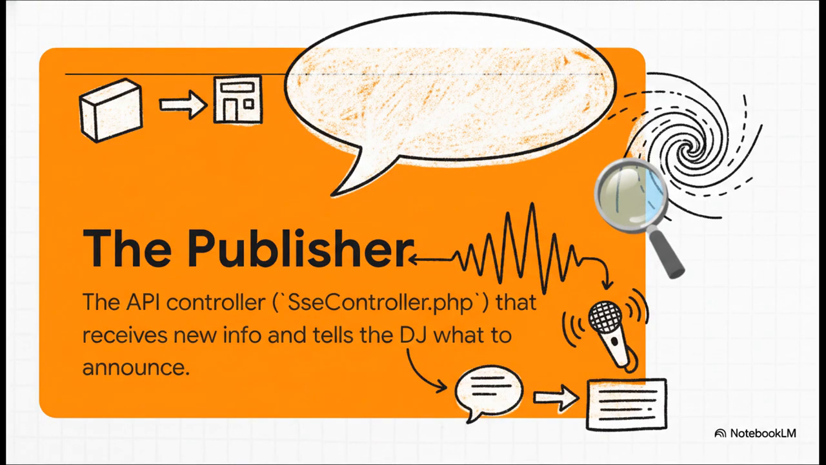So, a fair question. How does the DJ know what to play? Well, that's where the publisher comes in. This is just a standard, boring API endpoint, our SSEcontroller.php. When something interesting happens in your app, say a user sends a new chat message, it hits this controller. The controller's job is just to grab that new info and get it ready for broadcast.